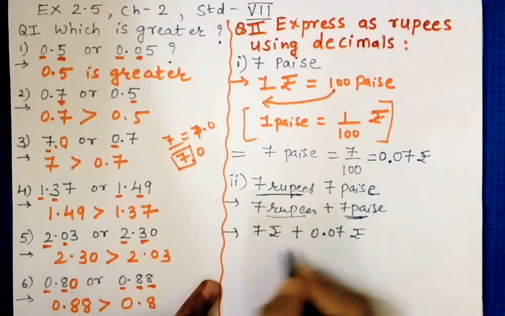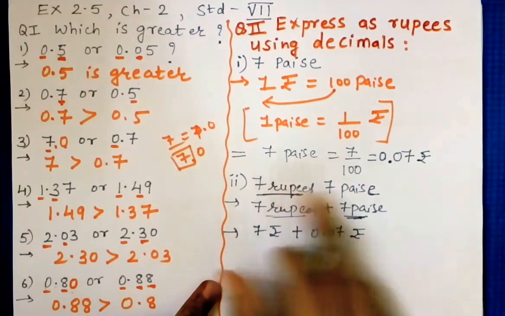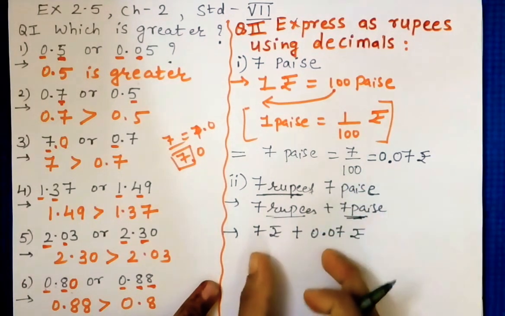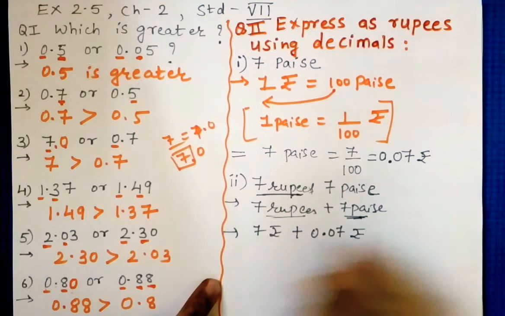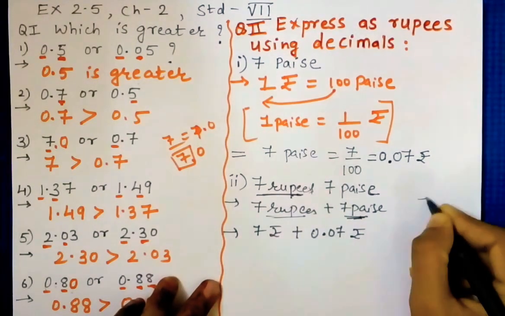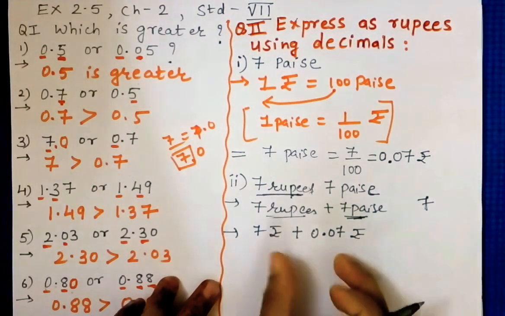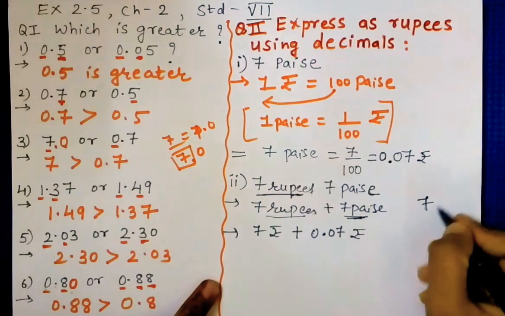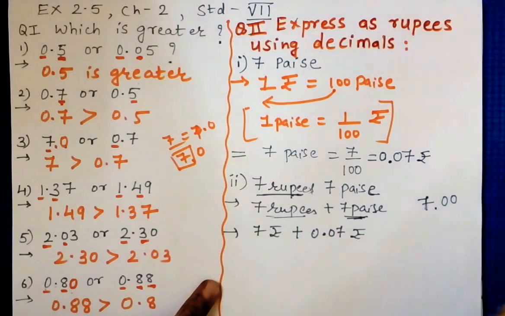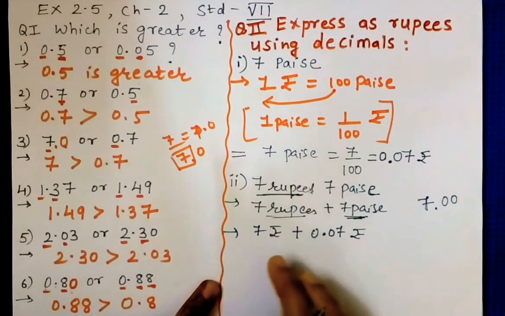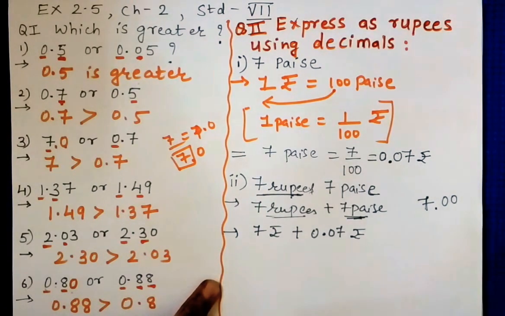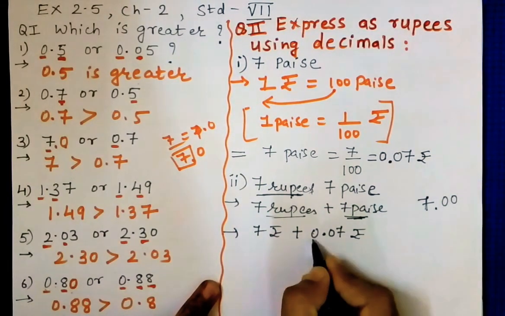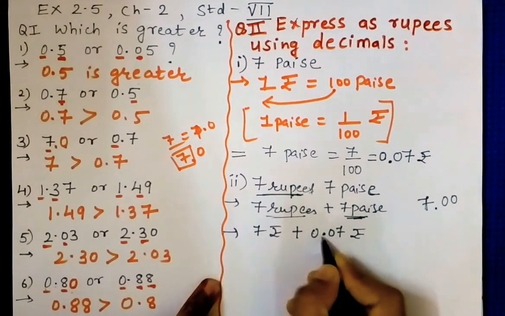So now we have to add. This was already in rupees. This we have converted, paise to rupees. So now we will combine both and add. Now how to add these both? Here after 7 there is no decimal point, so we can take 0.00. Whenever there is no decimal point, you can put a point and take 00 after that. So I have taken 7.00. Now our second number is 0.07.